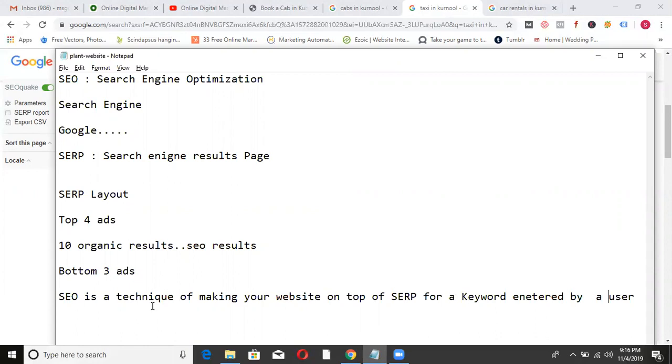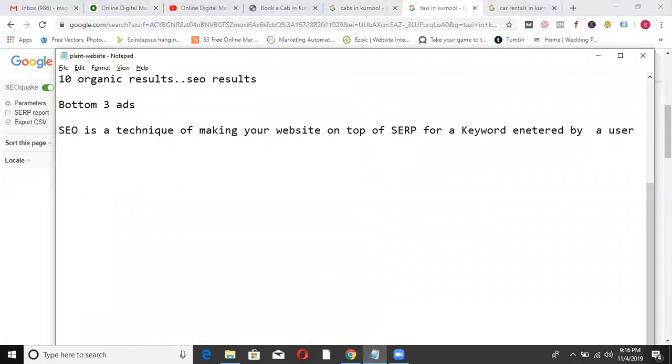What are these techniques? How do you get on top? During the course you're going to learn. Okay, right. This is SEO, but before you do that, you should also understand how a search engine works.